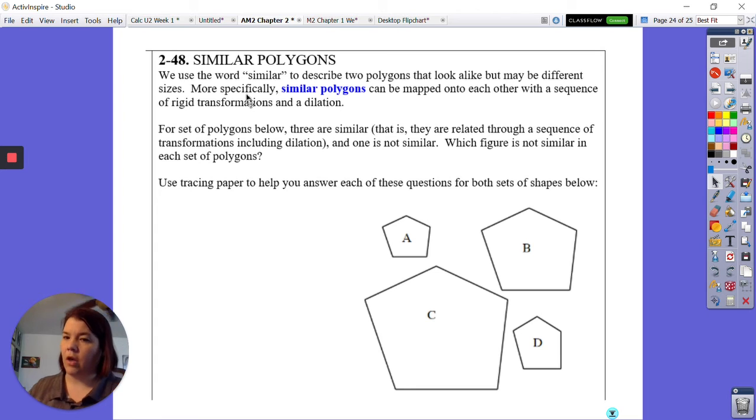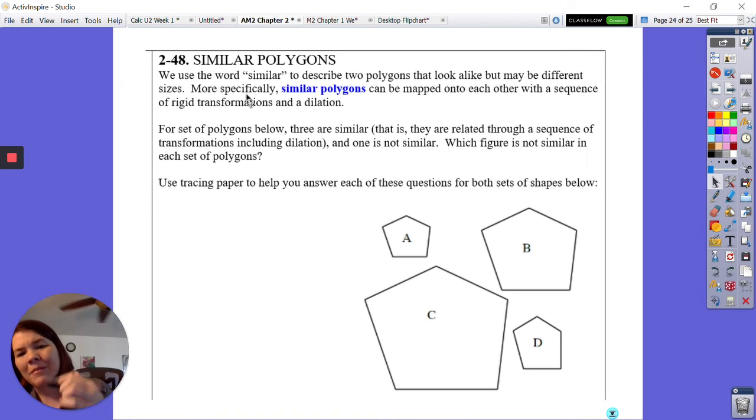So when I'm looking at these, they all have 5 sides, so I can't use that. What do you think? Which figure is not similar? So the idea is that basically, if I took the smallest figure, which is A, I should be able to take A, times it by something to get B. Maybe it's 1.5, maybe it's 2, maybe it's 7. I should be able to times it by something to get a new figure. And so I think D is the one that's not.